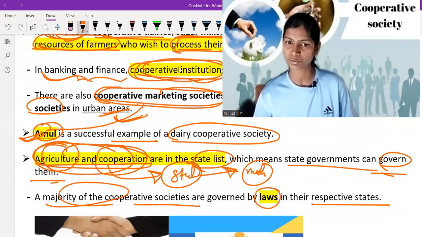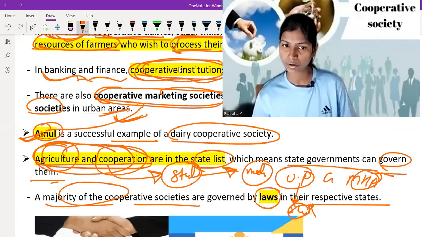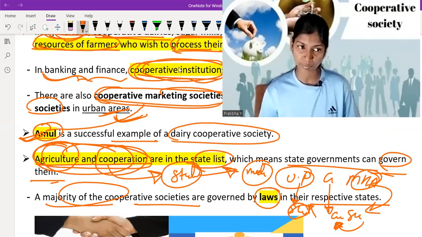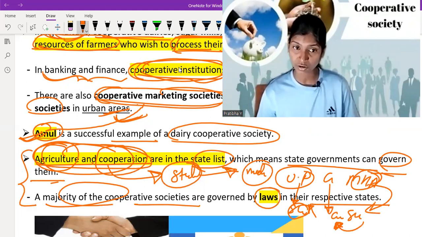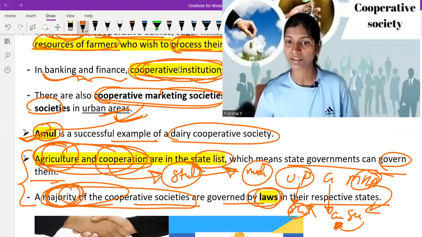Let's say in UP, in Gujarat, in Maharashtra: if cooperative societies are situated in UP, the state government of UP makes law to regulate and govern it. If any cooperative society is situated in Gujarat, the state government of Gujarat makes policy, program and rules to govern it, and the same in Maharashtra. So remember, agricultural cooperation is a state subject. Majority of the cooperative societies, not all, are governed by laws in their respective state.